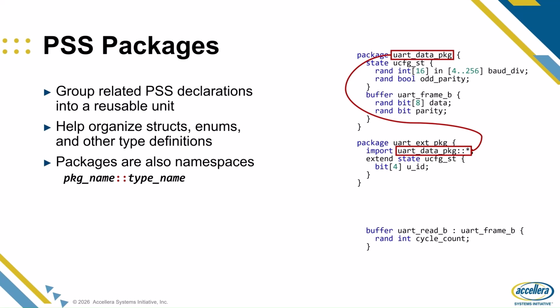The UART extension package imports elements from the UART data package. The wildcard imports any element from the data package that is referred to in the extension package. We could also import specific items from a package if needed, and this is similar to packages in SystemVerilog. So once we've imported the data package, referring to the UART config state object in the extension package actually refers back to the declaration in the data package.